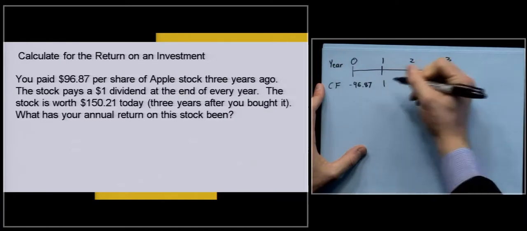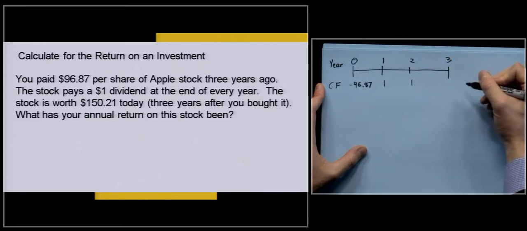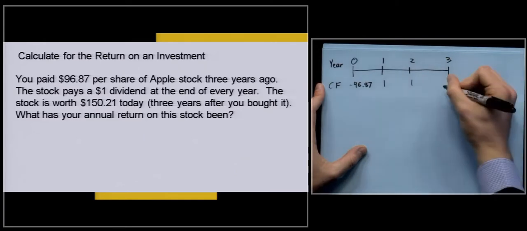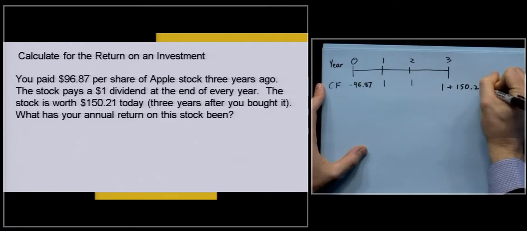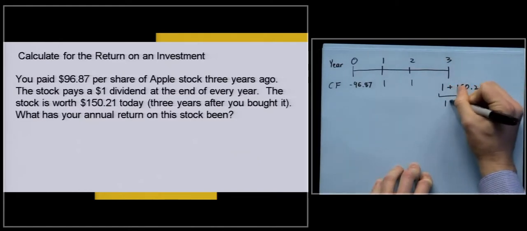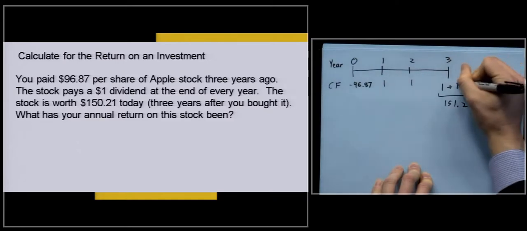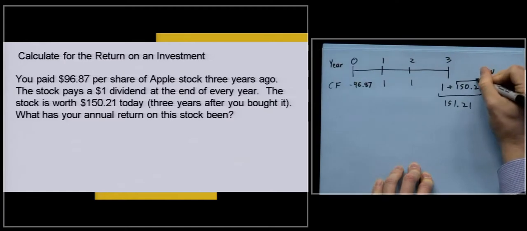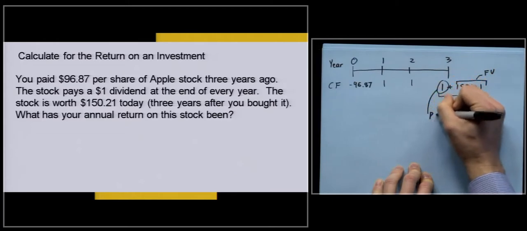And then in year one, or at the end of year one, we receive a $1 dividend. At the end of year two, we receive a $1 dividend. And at the end of year three, so today, so 3 years after we invested, we receive a $1 dividend, plus this stock is worth $150.21. So here, our total cash flow is actually $151.21, but it's made up or comprised of two components. The first is our FV, and the second is our PMT.